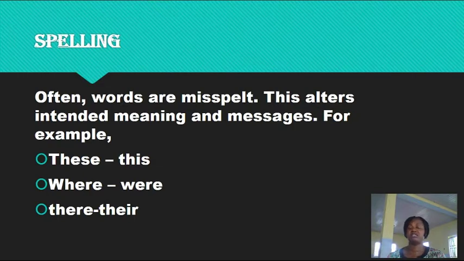So spelling is a huge problem. You can misinform your readers and they won't get the message correctly.